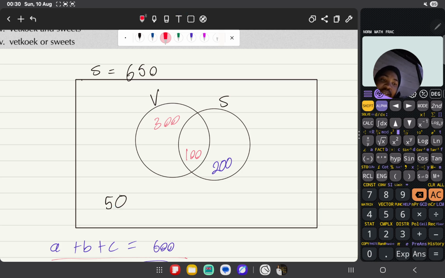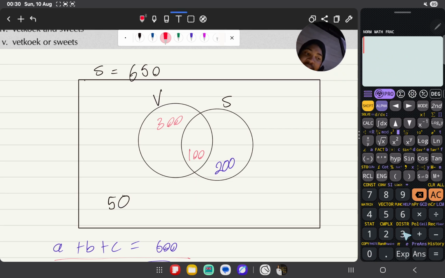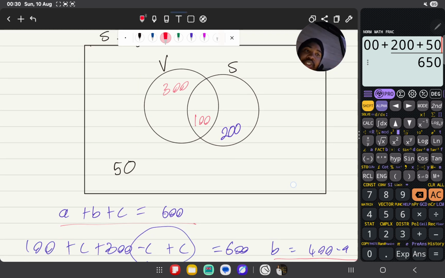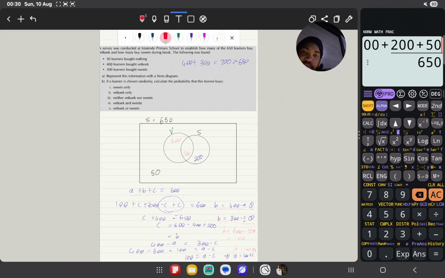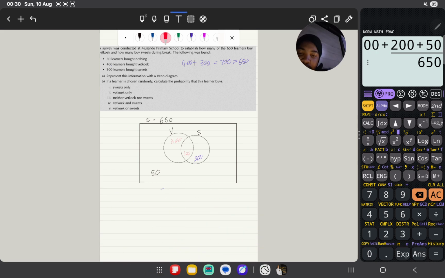Now, maybe let me remove these values. All the numbers, if you add them, I have 300 plus 100 plus 200 plus 50. If I add all the numbers appearing on my Venn diagram, I must get 650, which means everything is fine. Now I can answer questions, right? So let me remove this, calculations, delete.